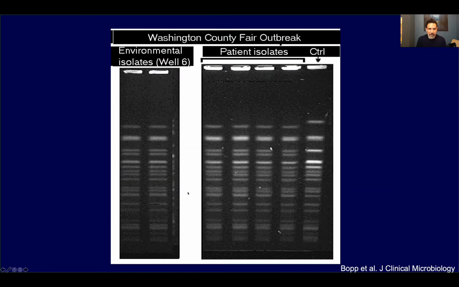And in fact, they also did some analyses of laboratory isolates, pulse gel electrophoresis, that compared the characteristics of the isolates from the well with those of the ill patients, and found that they matched very, very closely to one another, suggesting that the well water indeed was the source of infection for the outbreak.